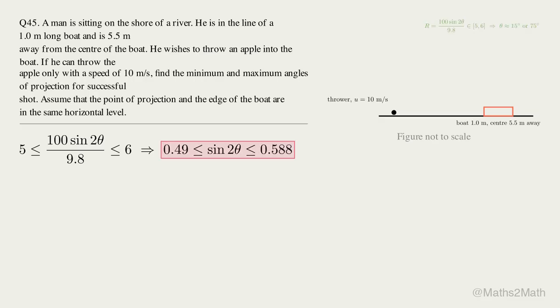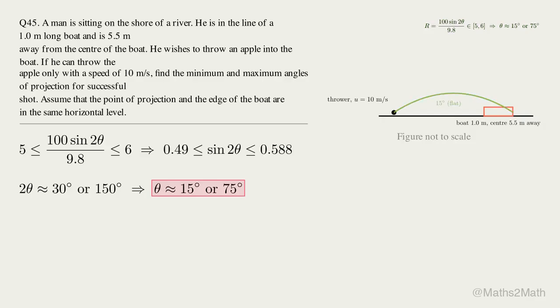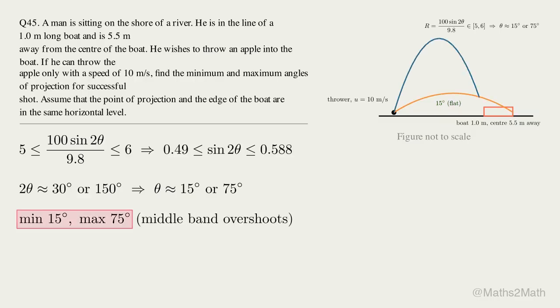The range is 100 sine 2 theta over 9.8, so sine 2 theta must lie between 0.49 and 0.588. Sine gives 2 windows, 2 theta near 30 degrees or near 150. So theta is about 15 degrees, the flat throw, or about 75 degrees, the steep lob. The minimum angle is about 15 degrees and the maximum about 75. The band in between overshoots or, rather, angles between roughly 18 and 72 degrees throw the apple past the boat.